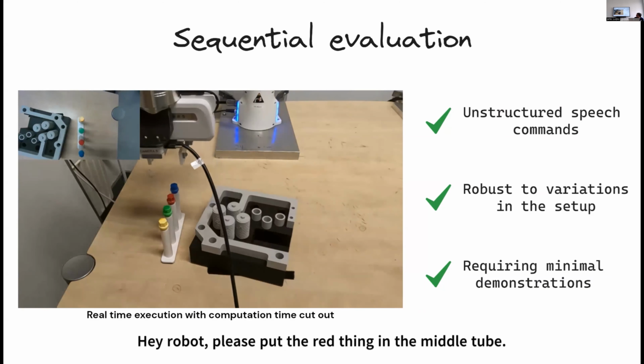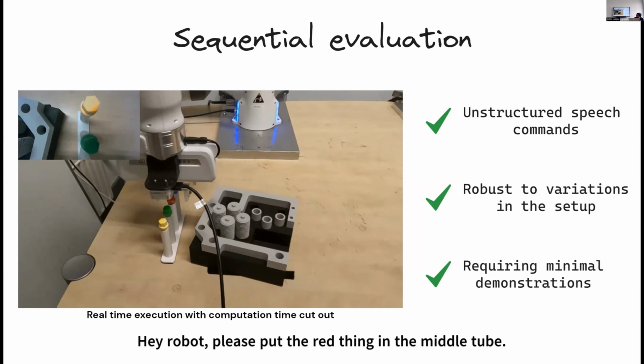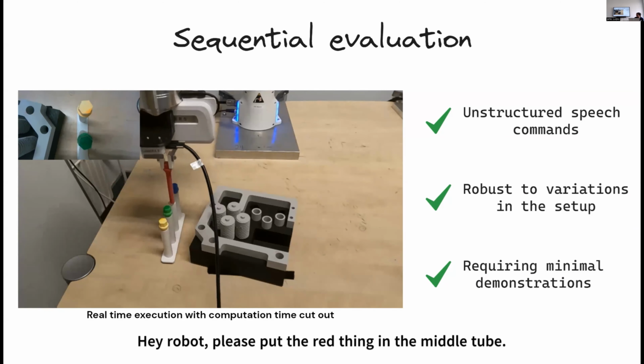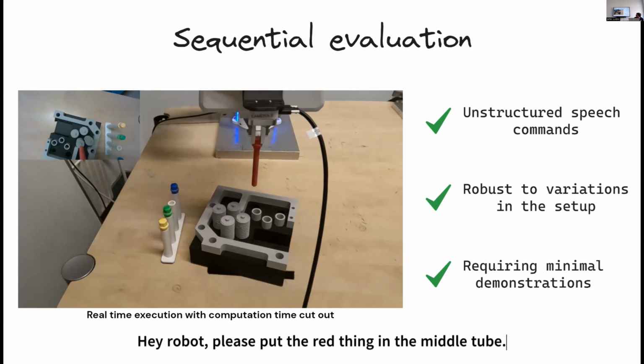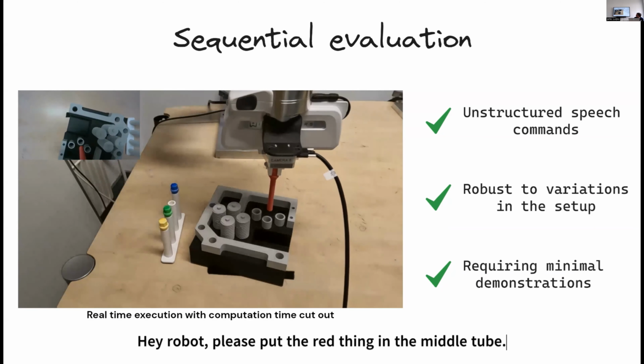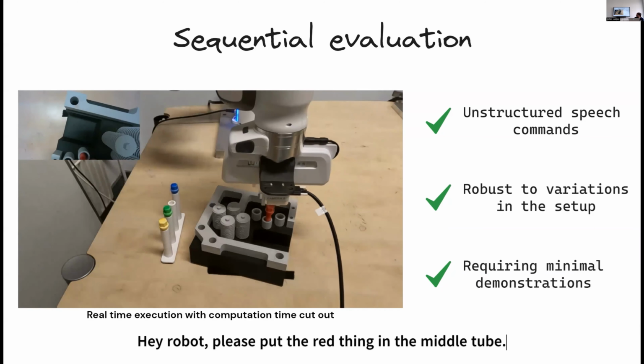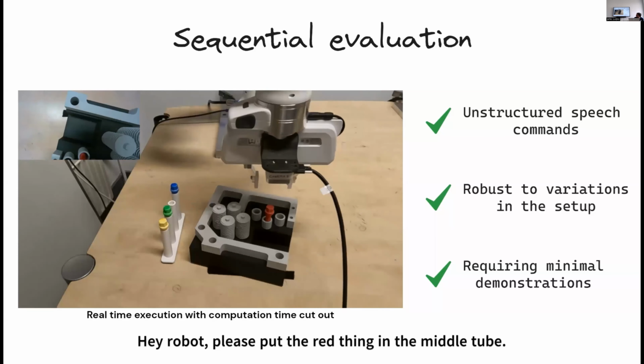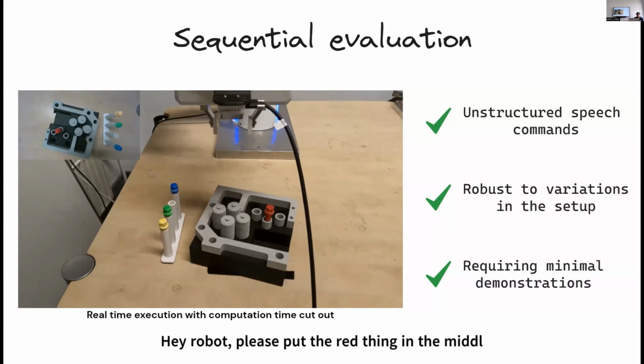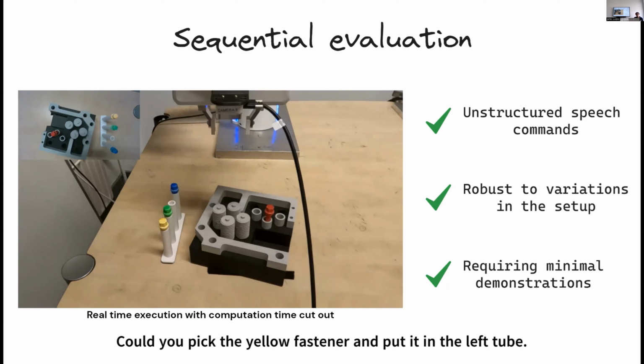In the end, we can also do this. We learn to solve this task sequentially, and we can provide natural speech. So, for example, here, "Robot, please put the red thing in the middle tube," and then it learns to execute this task. And it might sometimes still query for a new demonstration whenever it's uncertain.